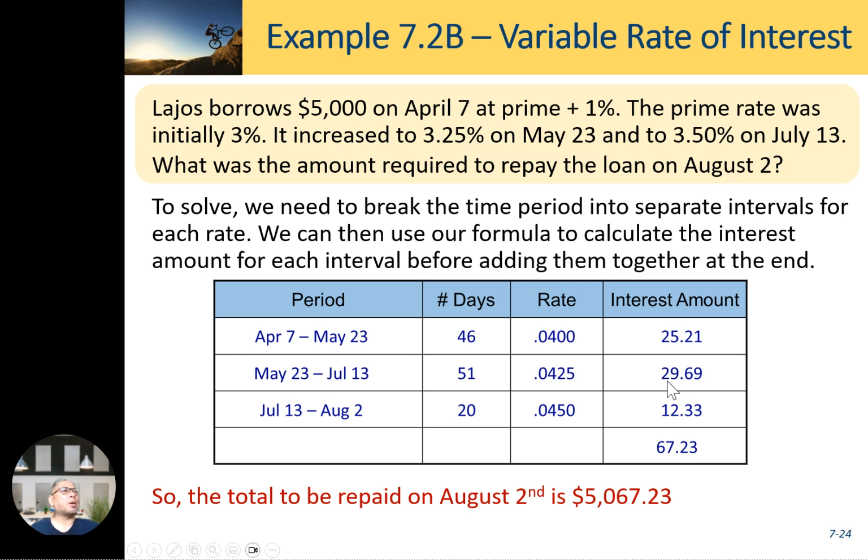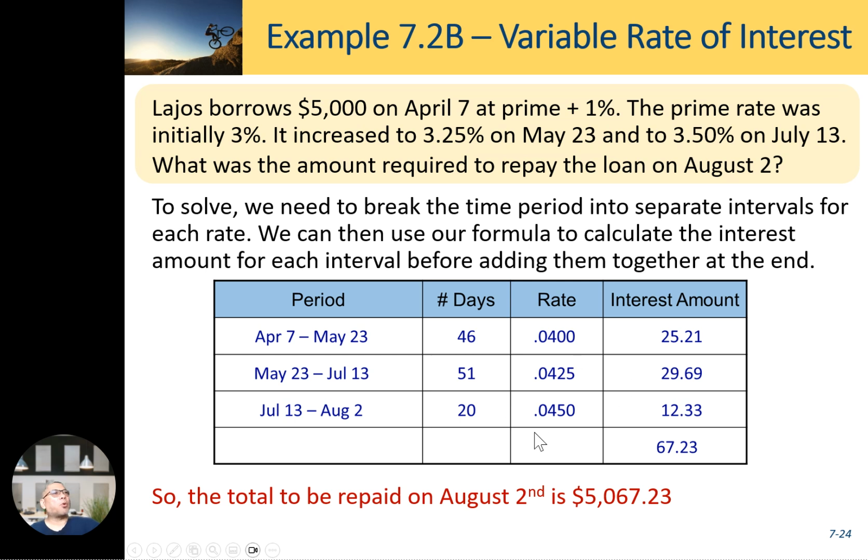And then the amount is 29.69. Remember the prime is 3%, so plus 1 will be 4%. July 13 to August 2 is the third one. It is 20 days, the rate is 0.40%. Remember, it is increasing. The prime rate goes from 3 to 3.5, 3.5 plus 1, remember plus 1 here.